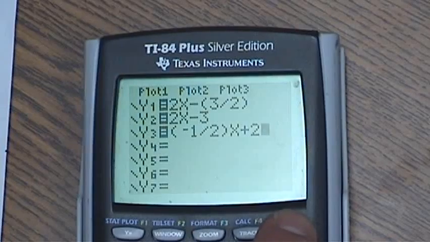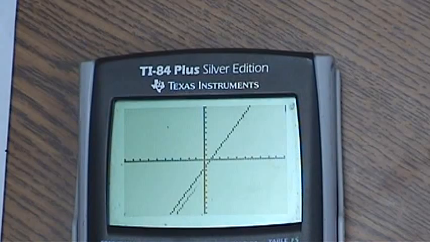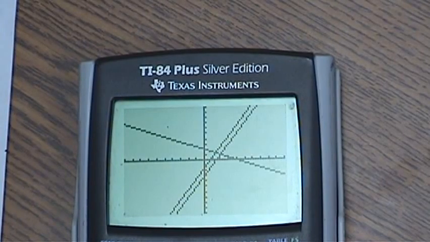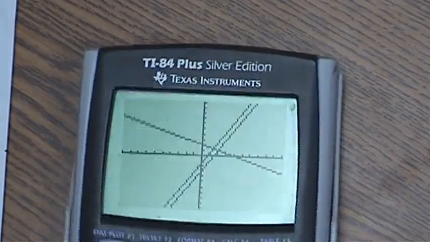So I just hit the graph button and it will graph all three of them. That's the first one, the original line. The second one is the line that we found that was parallel, and it does look parallel. And the third one is perpendicular. Now when you look at this, you might say, hey, that third line isn't perpendicular. Well, actually it is.